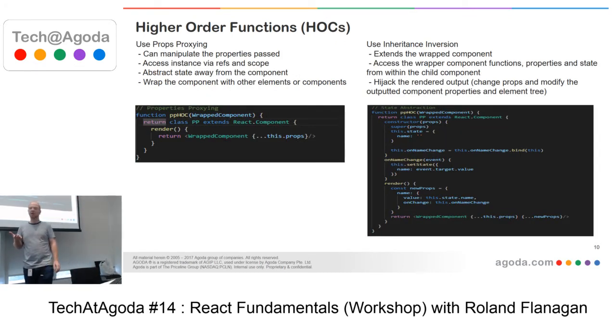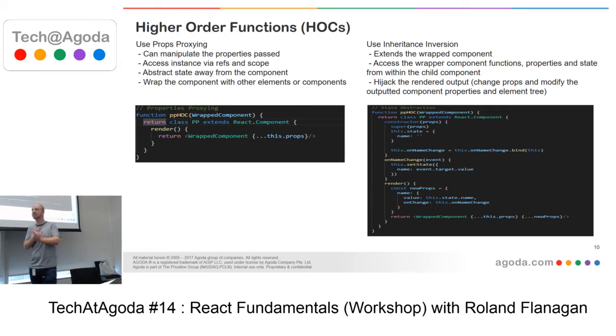There are two very primary ways of doing this. The first one is props proxy. This is the idea of manipulating the properties that we pass through. Maybe we have a shared property we want to store in a high-level state and pass through to each of the child components. It gives us an opportunity to access the instance by the references and scope, so we can pass back some of the child nodes into the parent node by doing two-way bindings there.